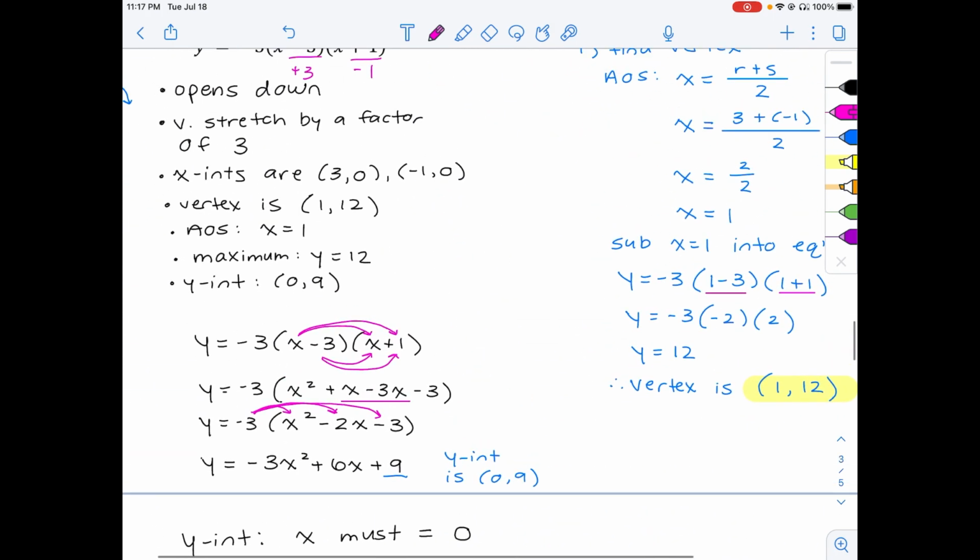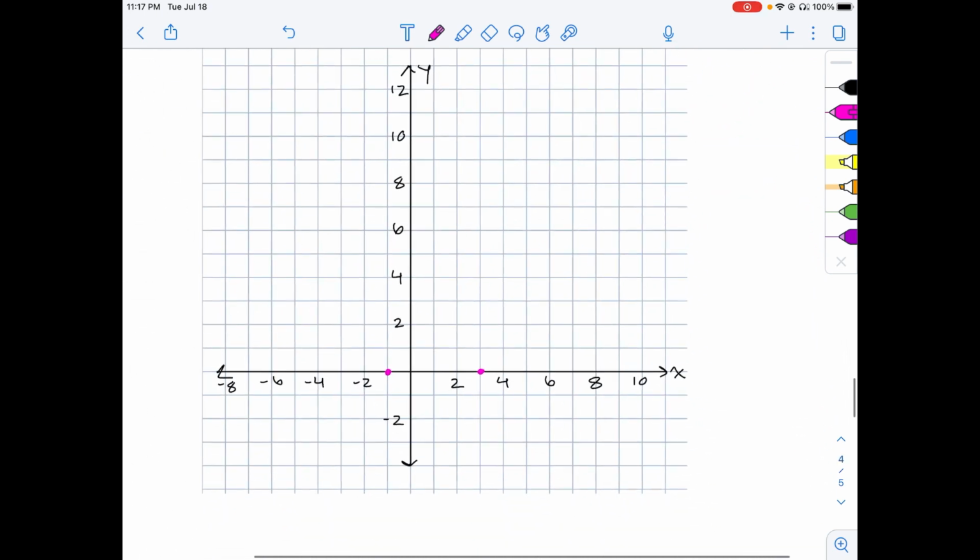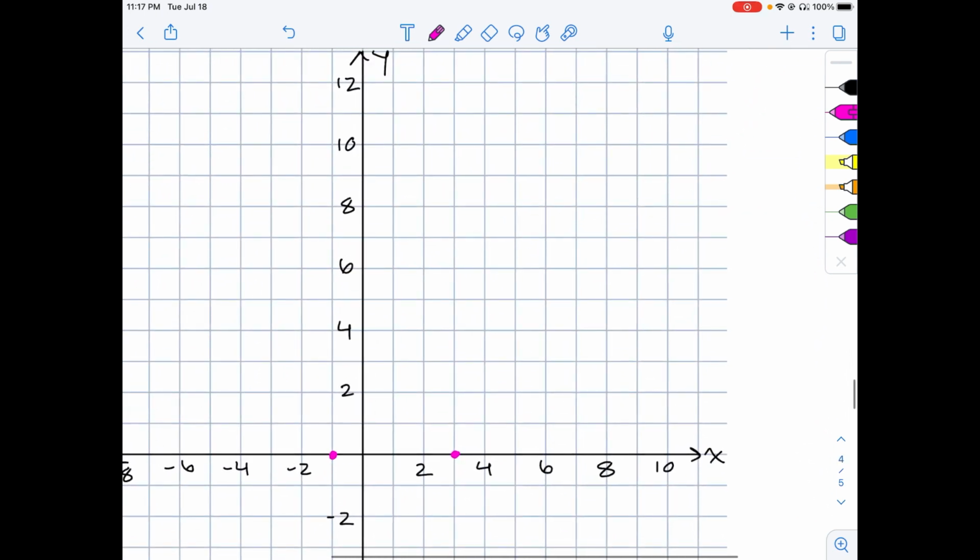I also know I've got my vertex at (1, 12), so that would be here. And then I said that my y-intercept is 9, so that is here. Okay, so it's nice to have those few points.